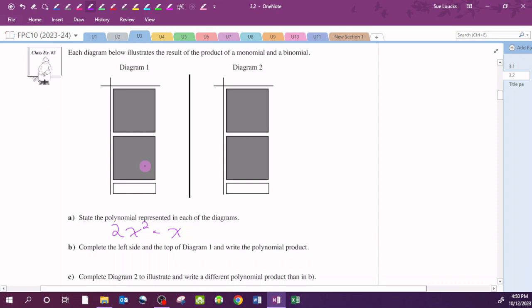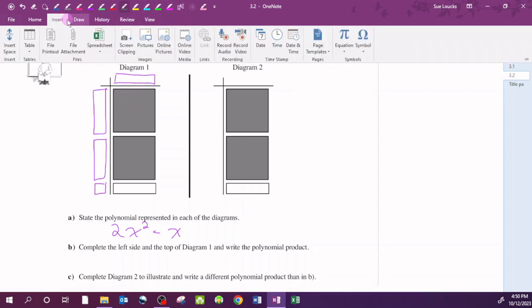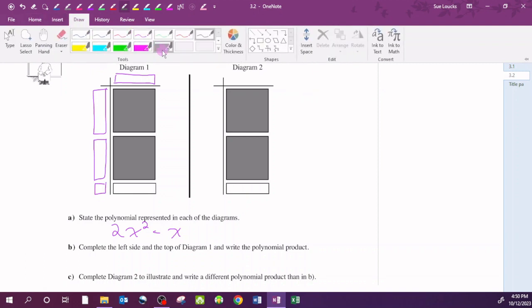And then it says complete the left side and top of diagram 1 and write the polynomial product. So one way we can do this is by putting an x and an x and an x, and so those are the shapes that we need, right? And so if this is positive, oops, I don't have that pen, hang on. Oops, draw. There we go.